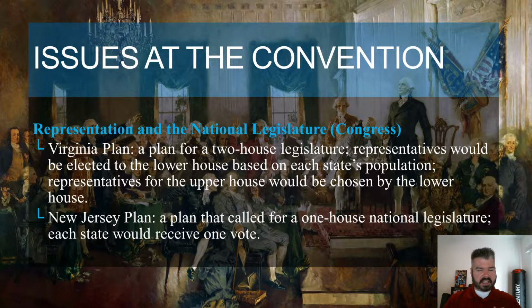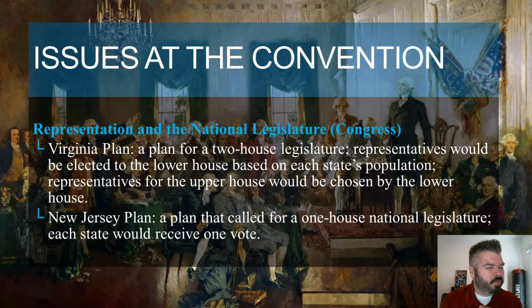So this Virginia plan, right? We would have this lower house that, based upon the state's population size, would determine how much representation you would have there, and then the upper house would be chosen by the lower house. Right? The New Jersey plan: the state of New Jersey did not like this plan at all. So New Jersey put out its own plan, and it advocated for a one-house national legislature. Each state would receive one vote.